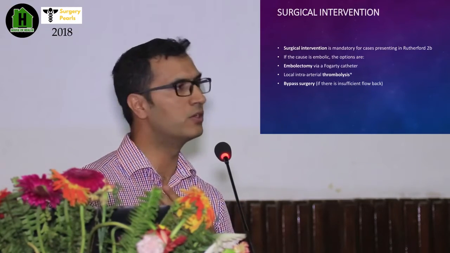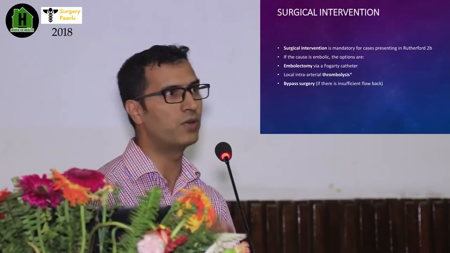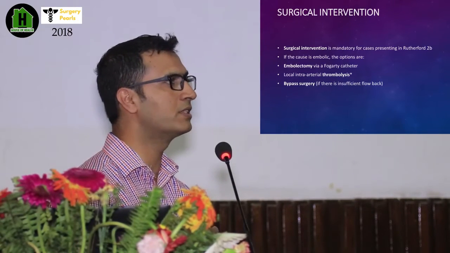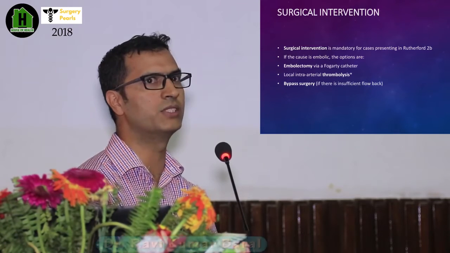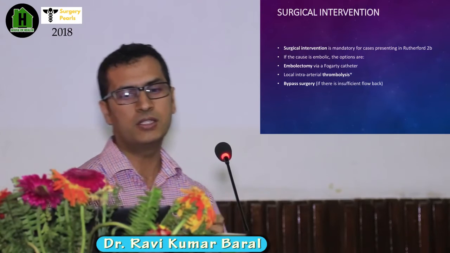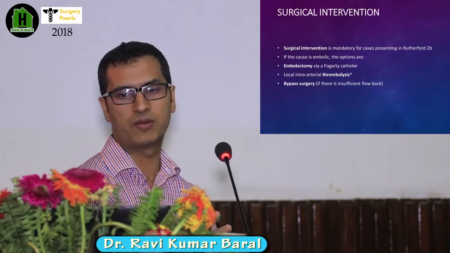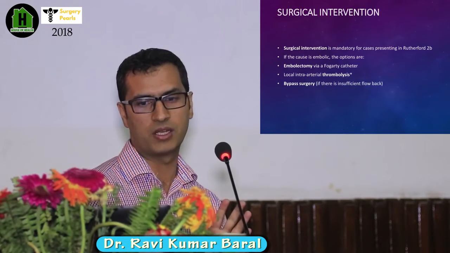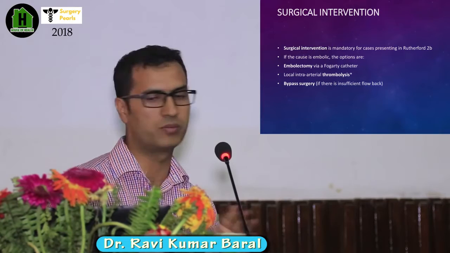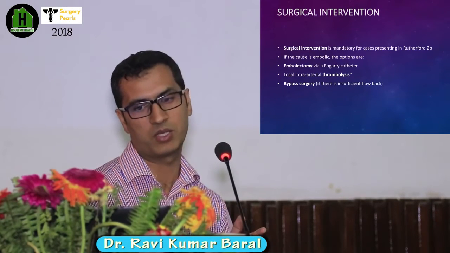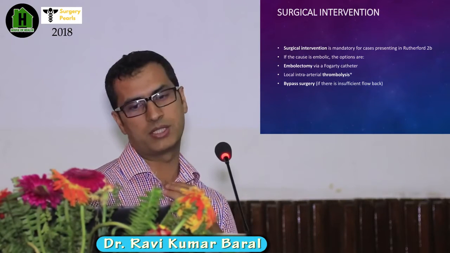in such patients. And surgical intervention may be warranted if no significant improvement is seen, and when the clinician judges that leaving the lesion might cause acute limb ischemia in the future, that would also warrant surgical management. In the surgical intervention, it is mandatory for most of the patients with 2B and above. Embolectomy is the most commonly performed procedure, and local intra-arterial thrombolysis with the catheter is another thing that we can do to save these limbs.